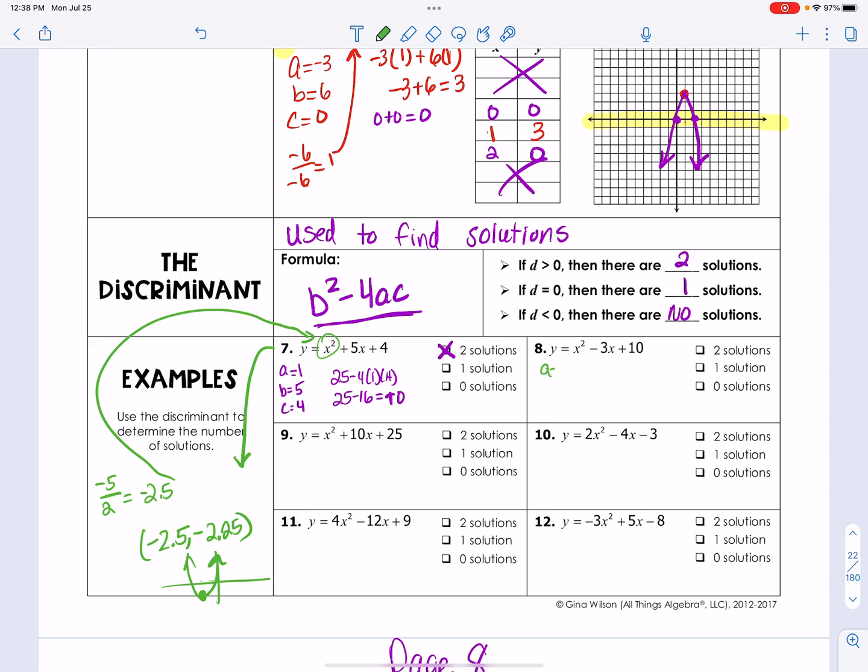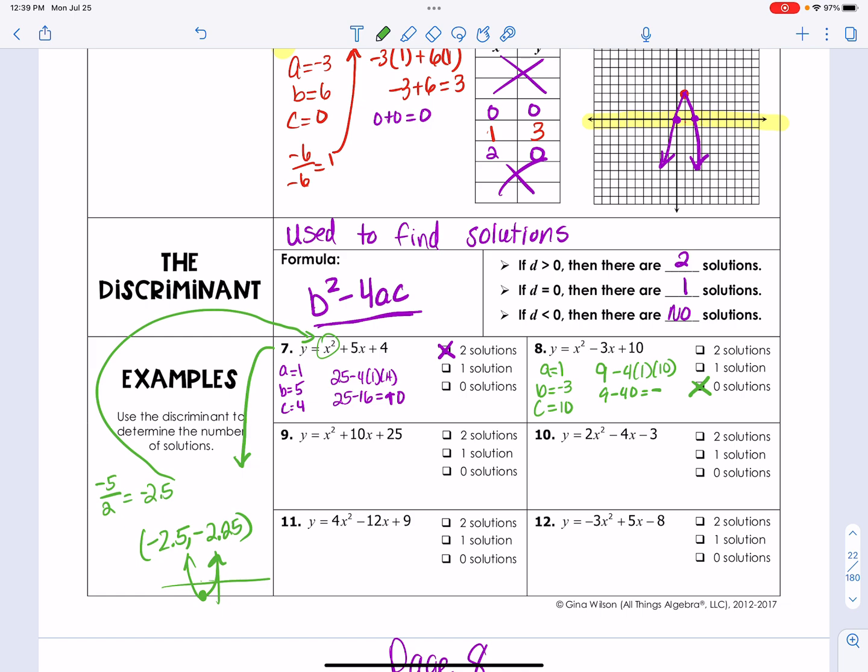So my A in this one is 1, my B is a negative 3, and my C is 10. So you're doing b squared, that's 9. It's positive because you're doing a negative 3 times a negative 3, minus 4 times 1 times 10. So this is 9 minus 40, which is a negative answer. That's all I need to know. So it has 0 solutions.